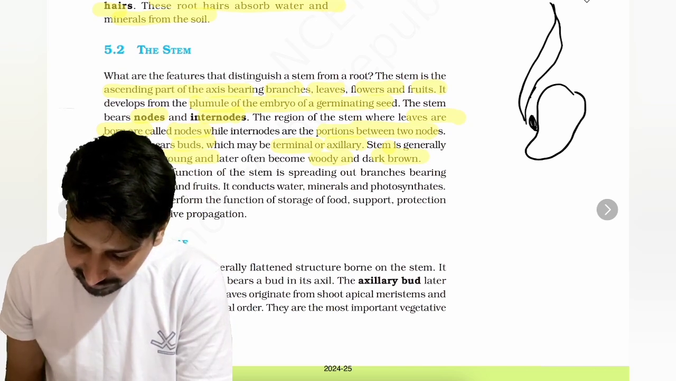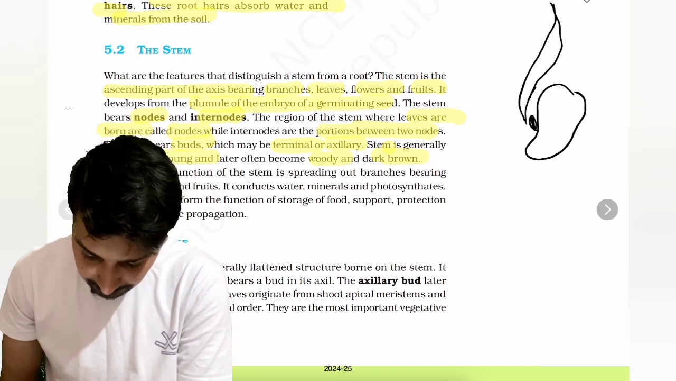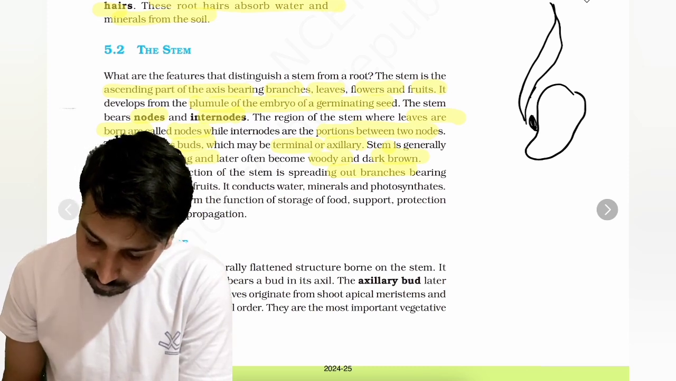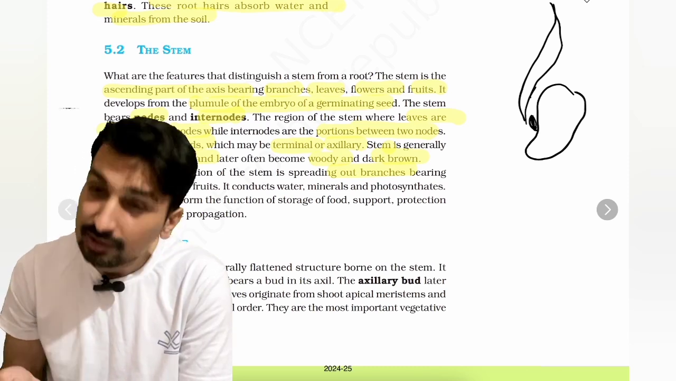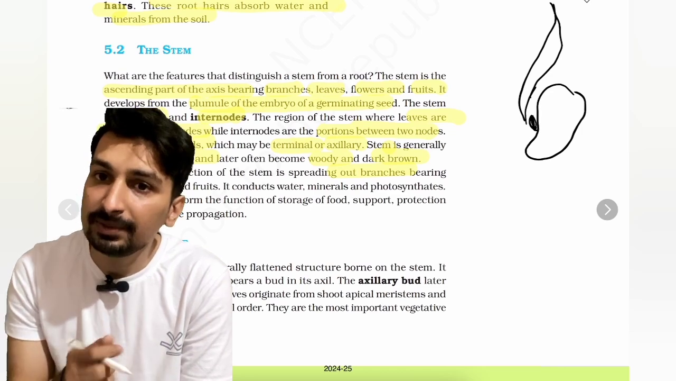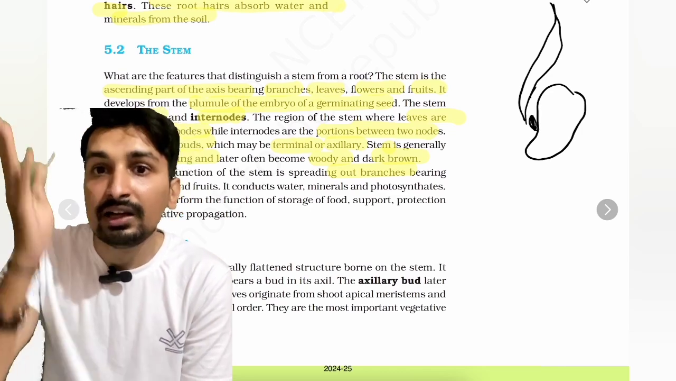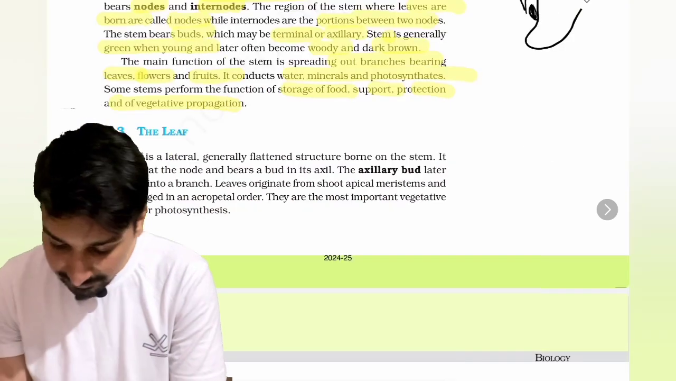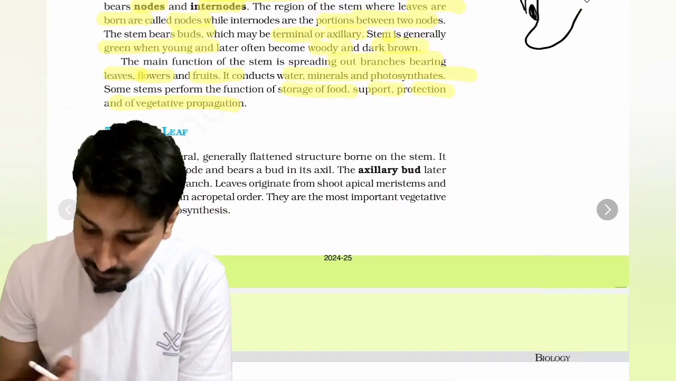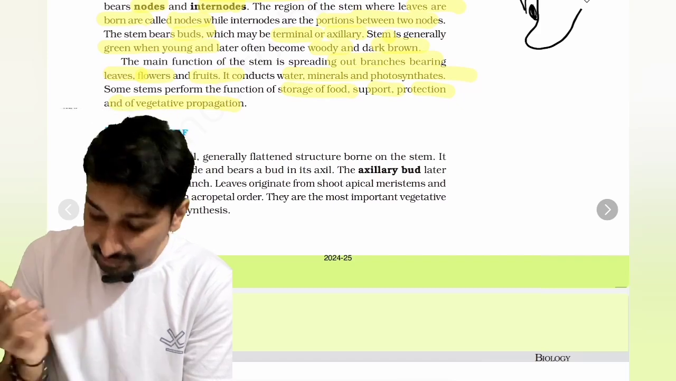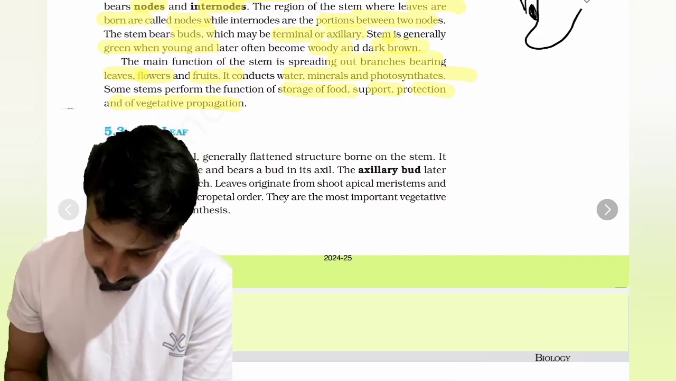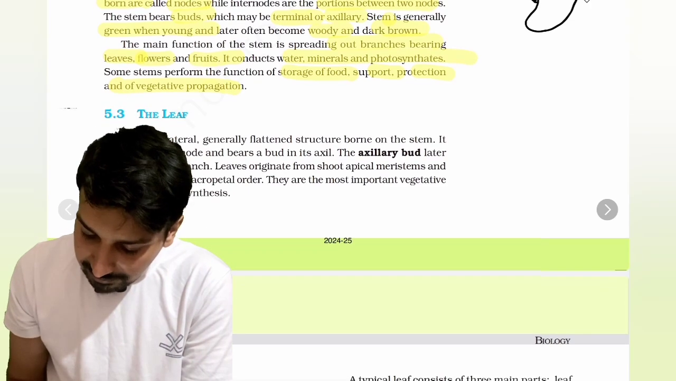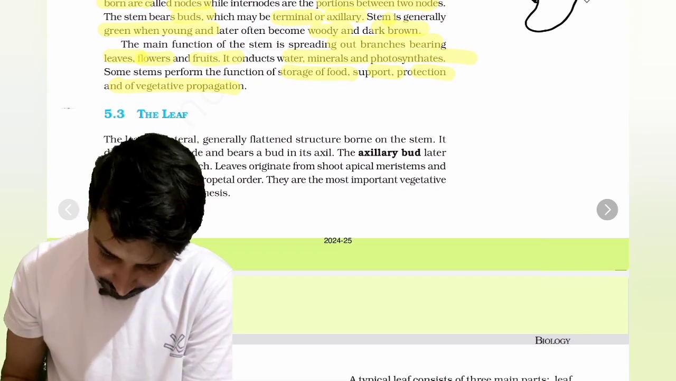The main function of the stem is to spread out branches bearing leaves, flowers, fruits. It conducts water, minerals and photosynthesis. The stem performs storage of food, support, protection and vegetative propagation. Vegetative propagation means if you break the stem and plant it again, it will develop into a new plant. So it helps to grow a new plant, or it can store food, it can support the plant, right? And it protects the plant. And it helps to transmit water, minerals and do photosynthesis also.